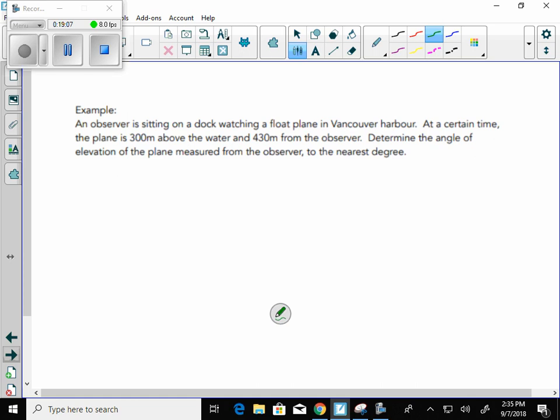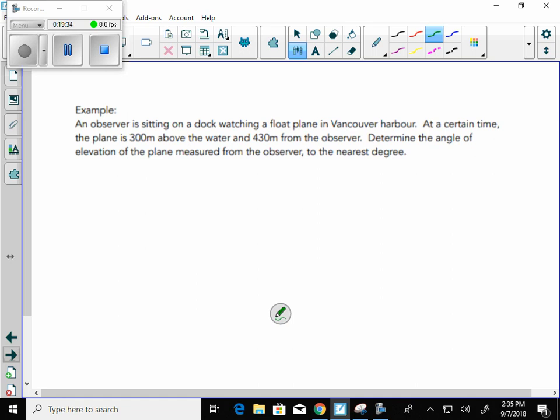If you want, I'll help you guys draw it out. Those are the confusing ones. On word problems, you always draw it out. It helps, and I can give you a mark if you draw it correctly. It says from the observer, that's straight. That could be your flat line on the triangle. Okay, so this is 430.